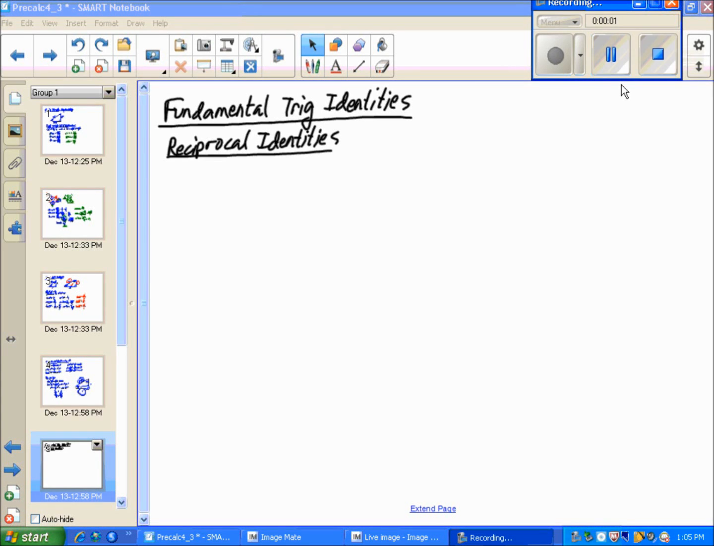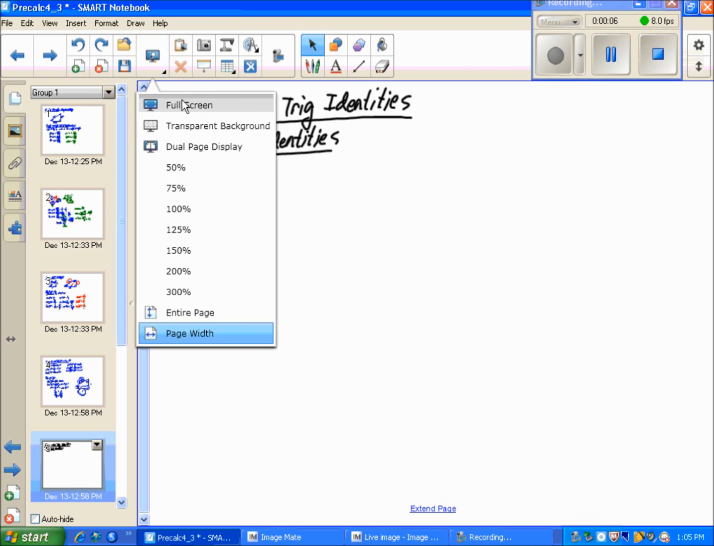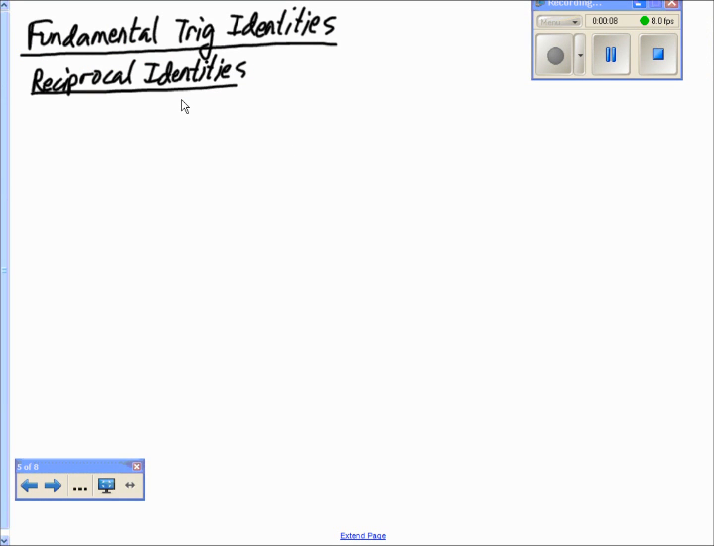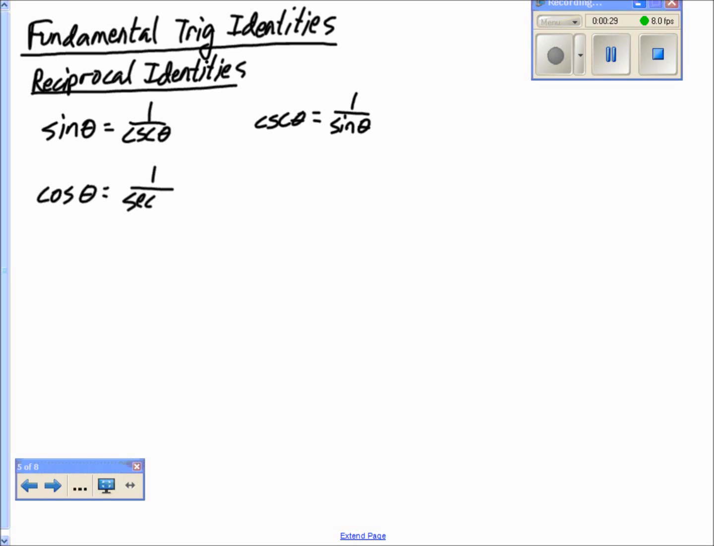Continue on with these fundamental trig identities. Up here, first of all, we're going to look at the reciprocal identities. Now we've kind of talked about these already. Sine is the same thing as 1 over cosecant. So of course cosecant is, guess what? 1 over sine. Cosine is 1 over the secant, whereas the secant is 1 over the cosine.